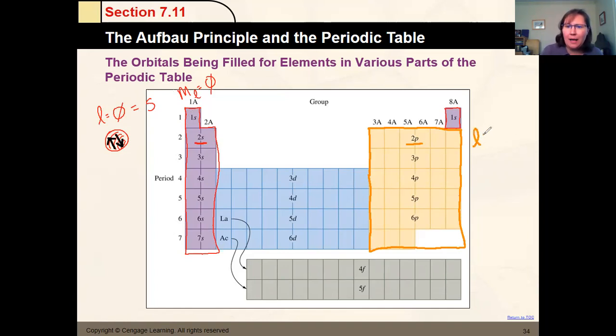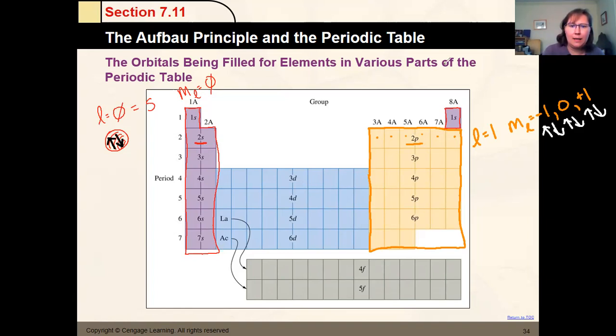Now let's take a look at our P block. P comes from L equal to 1. See how there's 1, 2, 3, 4, 5, 6 elements across in the P block? That's because when L is equal to 1, our m sub L value is -1, 0, and +1, and each one of these can have 2 electrons, spin up and spin down. That's why there are 6 of them as you go across.